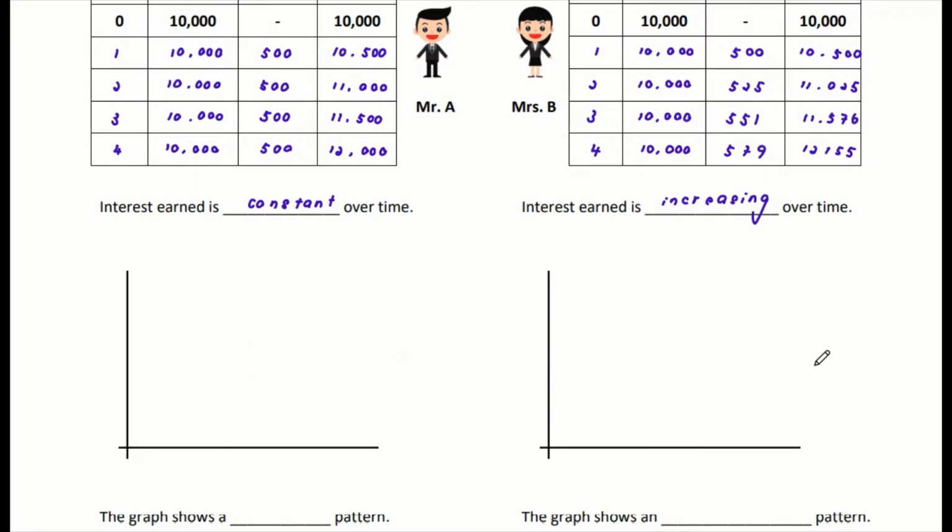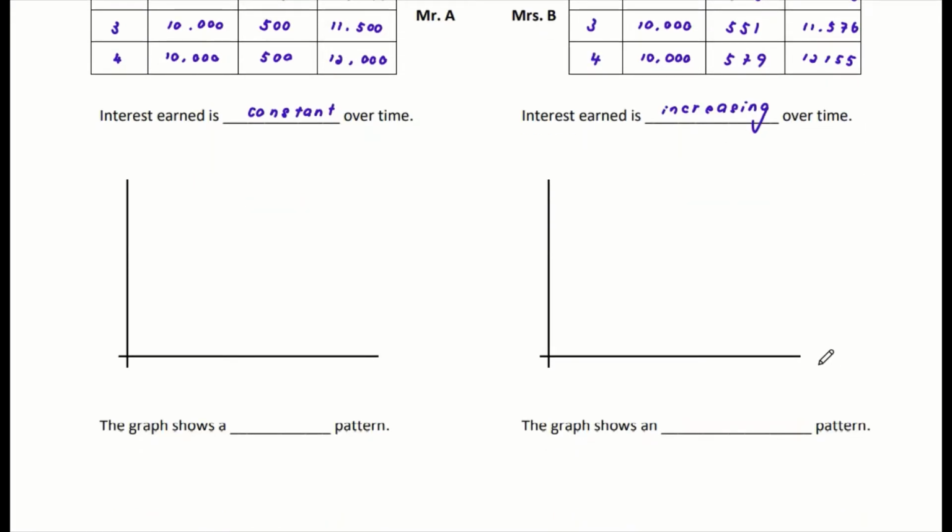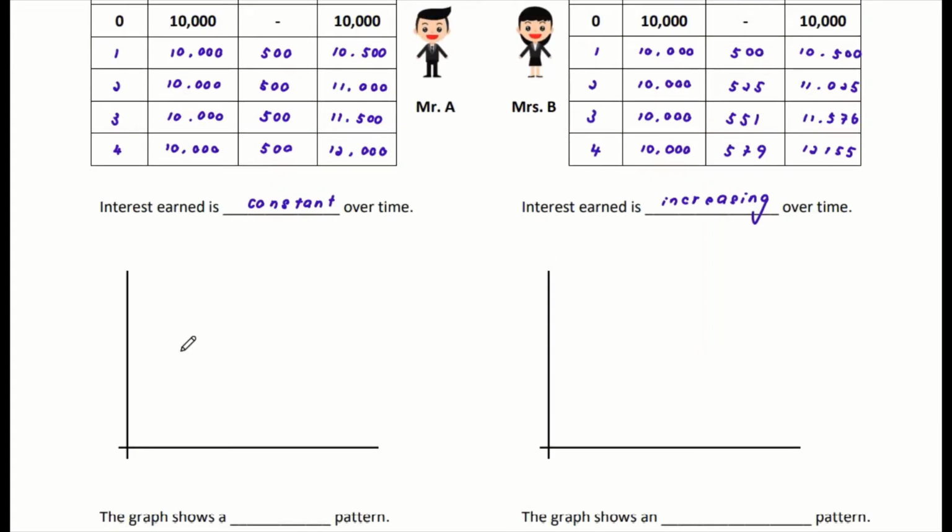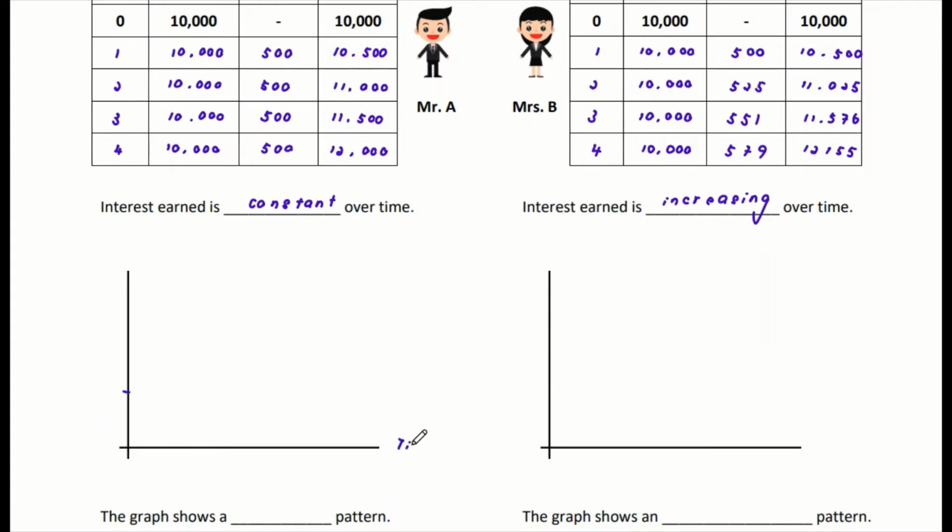So now let's try to plot this into a graph and see what happened. You can see that for this part, you start off with 0, which means this is the time, and this is the total amount of money that you are having in the bank. So we started off with a value of 10,000 here. Then when you move on to the first year, second year, third year, fourth year, you can see that there's an increment. Here you get 10,500.